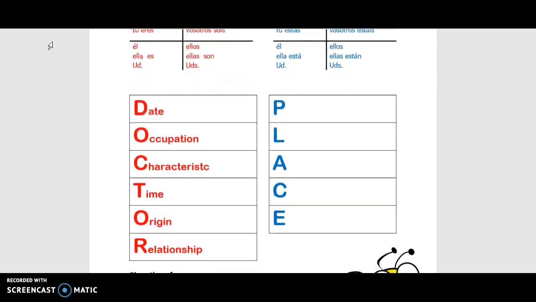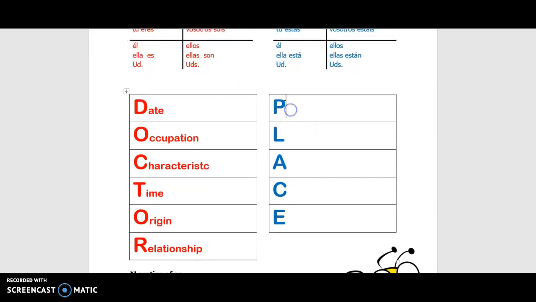Estar uses the acronym PLACE. We're going to make this a little smaller. The P stands for position. So your homework is on top of your desk. Your backpack is underneath of the table. The salt is on top of the food. What position it's in. That is very, very similar to the L, which stands for location. So a position and a location are pretty much almost the exact same thing.